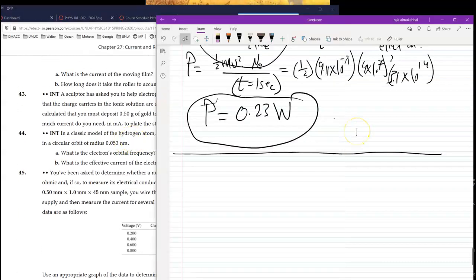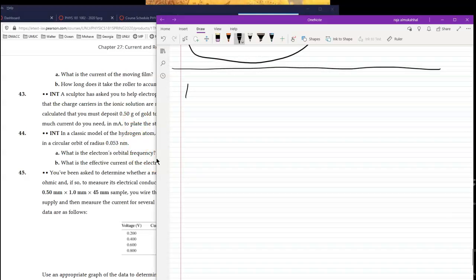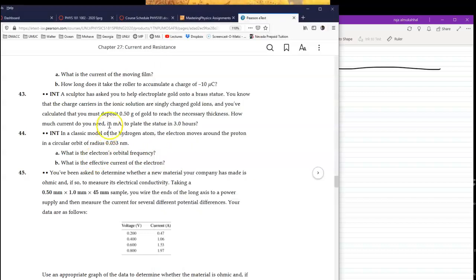It says, a sculptor, let's read it together. A sculptor has asked you to help electroplate gold onto a brass statue. So I have a brass statue and I'm going to electroplate it, basically paint it with gold. You know that the charge carriers in the ionic solution of the gold are singly charged. What does that mean? It means it's basically 1e.